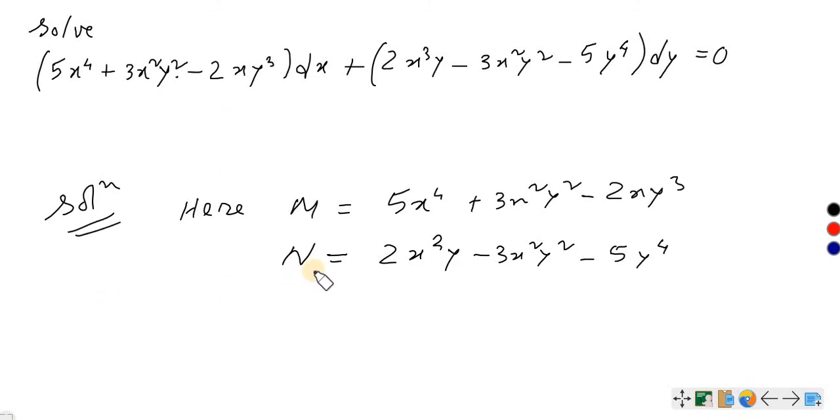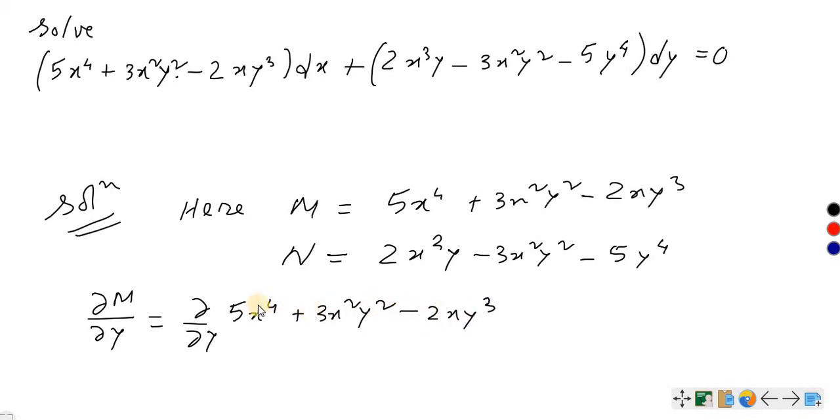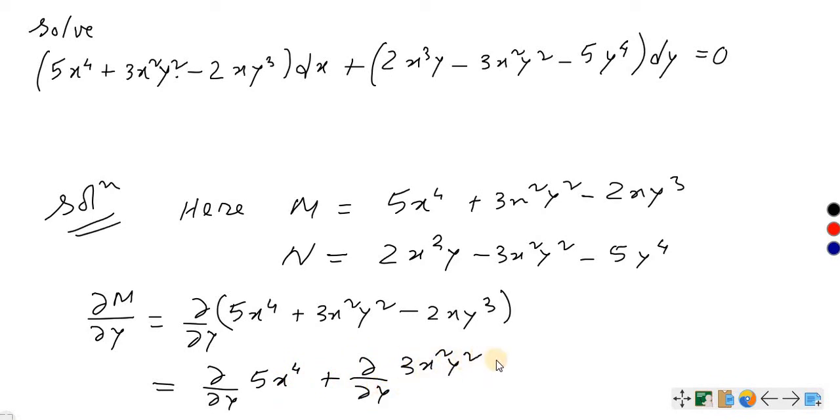Now what is the next thing we are going to do to get the solution of this exact differential equation? We will take the partial derivative of M with respect to y, if you remember the condition. So the partial derivative of M with respect to y is the partial derivative of 5x to the power 4 plus 3x squared y squared minus 2xy cubed. I will apply the partial derivative to each term, so I get the terms separated.